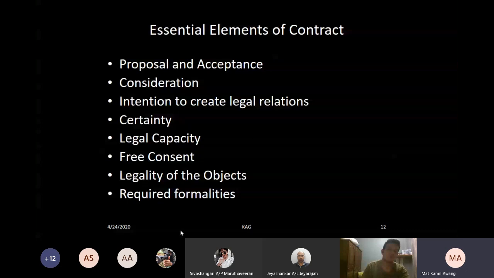So sometimes in the exam, we'll ask you, what are the essential elements of contract? And explain. So these are actually some of the favorite questions that we ask.